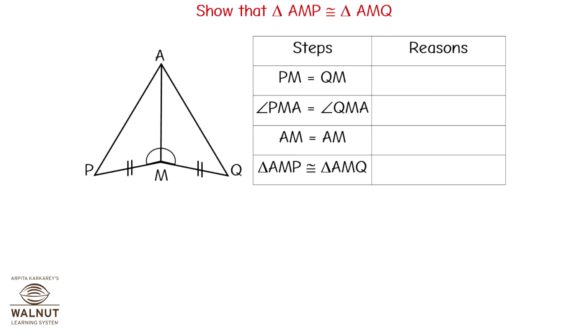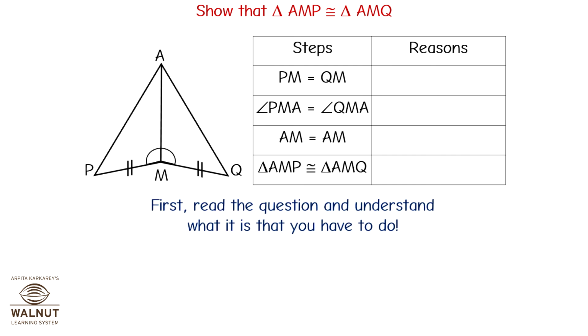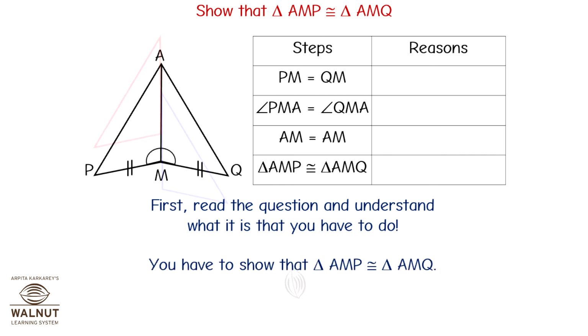Show that triangle AMP is congruent to triangle AMQ. First, read the question and understand what it is that you have to do. You have to show that triangle AMP is congruent to triangle AMQ. The first statement says PM is equal to QM. How do we know this? Because it is given. So write given in the reasons column.